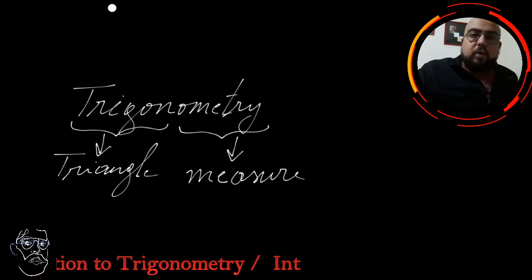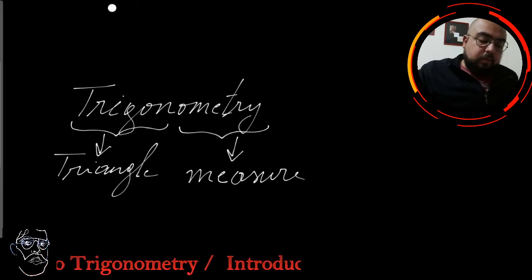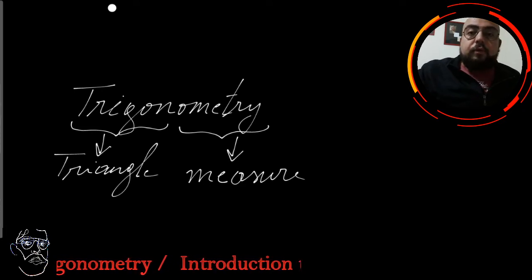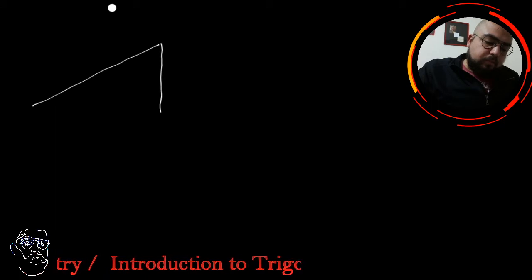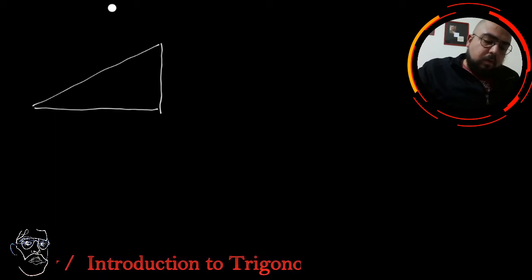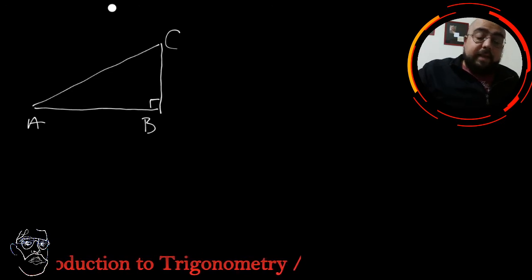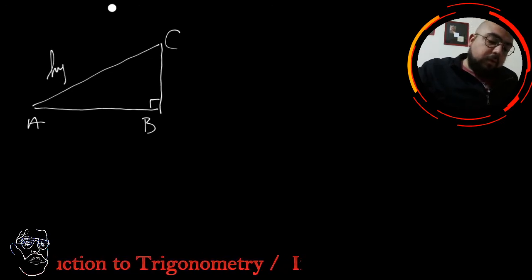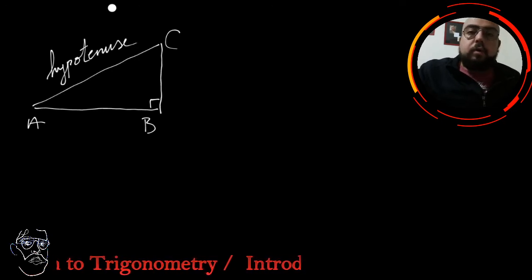And in this case, we need to take a right triangle to make those measurements and especially talk about the different functions, the different trigonometric functions. So let's start. We need a right triangle. So let's call this triangle ABC. Of course, the side AC is called the hypotenuse.